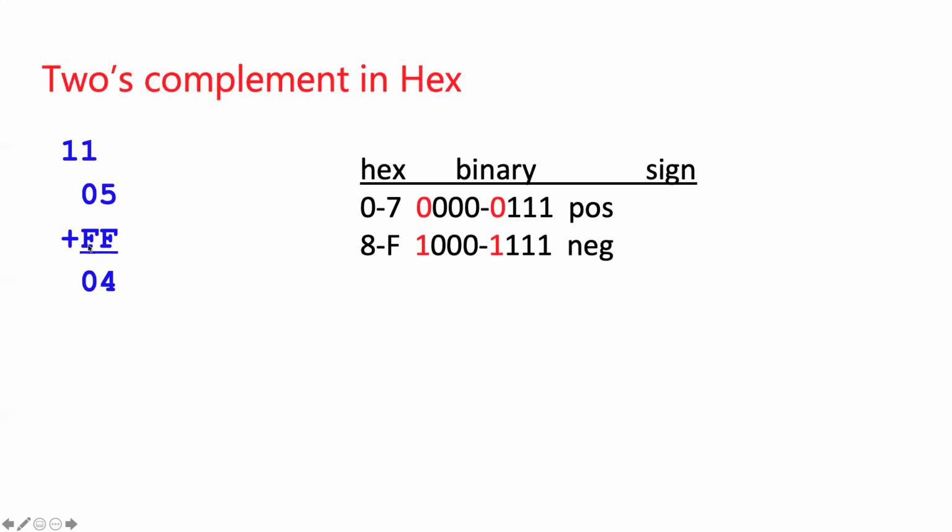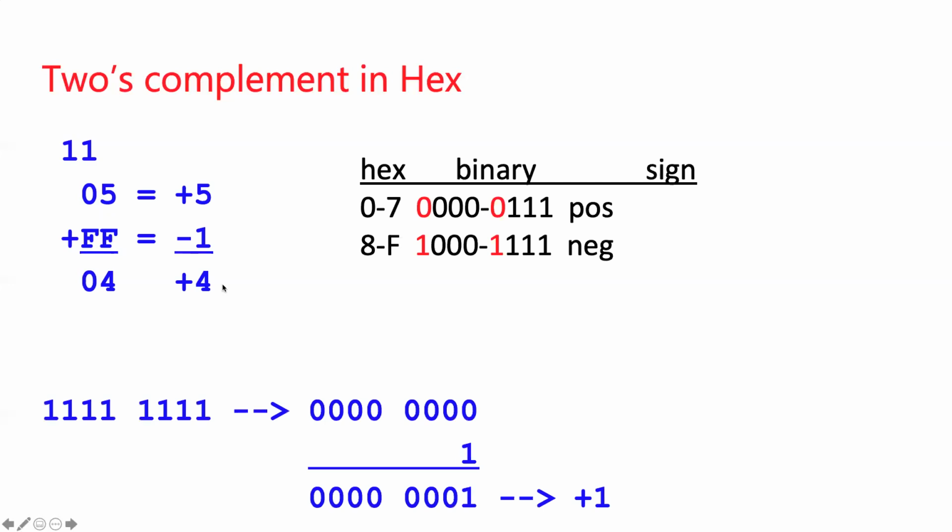In general, if you're looking at a number in hex, if its leftmost hex digit is 0 through 7, it's got to be a positive number. Otherwise, if it's 8 through F, it's got to be a negative number. Here we're adding positive 5 to negative 1, FF.